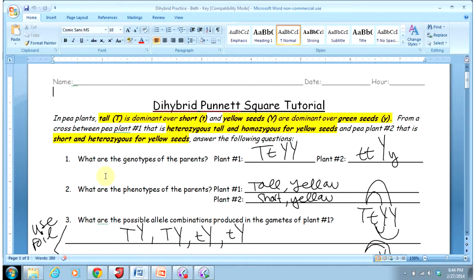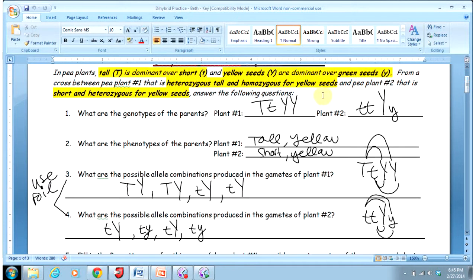They also tell us the parent plants that we're going to be using. Our first parent is heterozygous tall, so big T, little t, and homozygous for yellow seeds, big Y, big Y. Our second parent is short, little t, and heterozygous for yellow seeds, big Y, little y. Number 2 is really easy. They already told us our phenotypes of the parents up here in the information section.